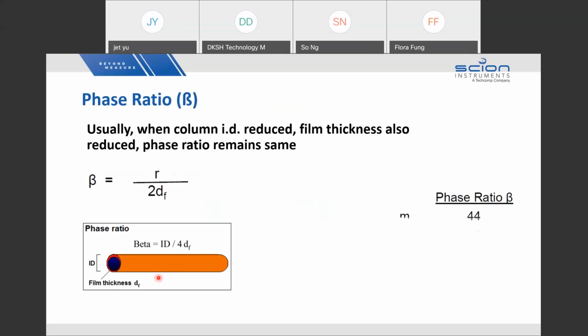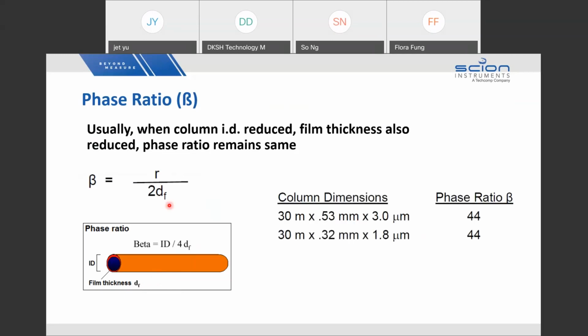All right. So examples. So this is a 2 column dimension before and after you change. You see, look at the phase ratios, it can maintain the same, 44. So which means the efficiency usually remains the same. So 0.53 is the ID. Okay. So you calculate 0.53 divided by 4, then divided by these numbers. So these are 44, the phase ratios. Okay, so this is a reference, guidelines for you to work with.